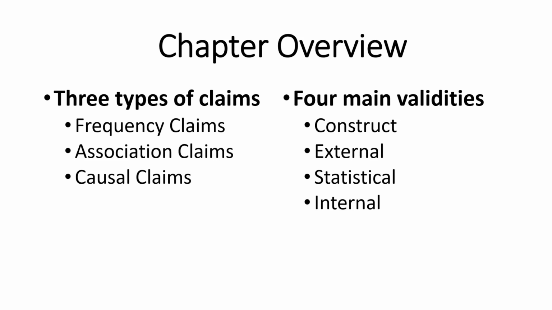And these 3 types of claims are basically going to be 3 broad categories of research, 3 different ways that you can try and look at different kinds of data. And then to evaluate those 3 different types of claims, we're also going to look at 4 main validities, sort of ways that we can evaluate and assess the quality of our claims. And these validities include construct validity, external validity, statistical validity, and internal validity.